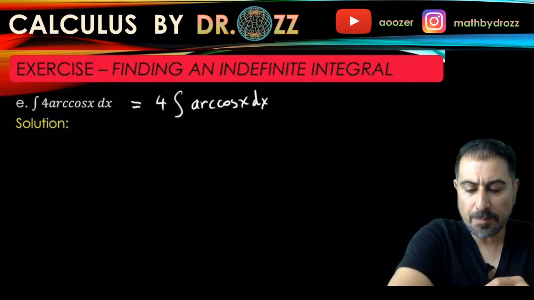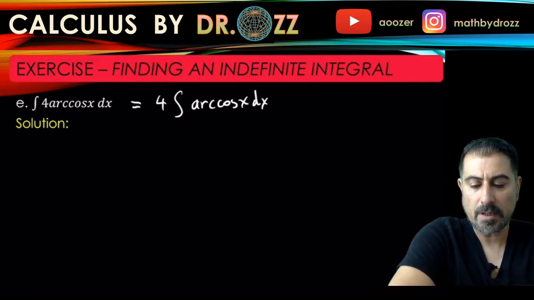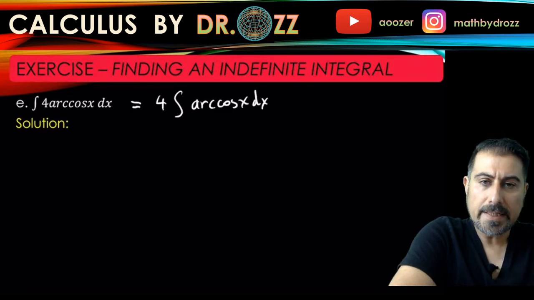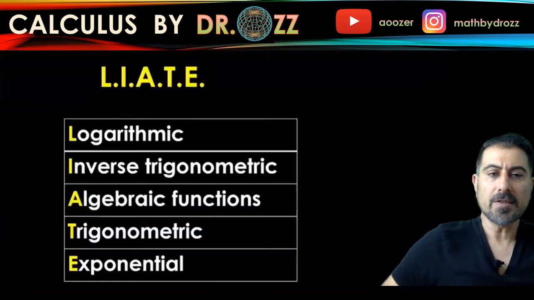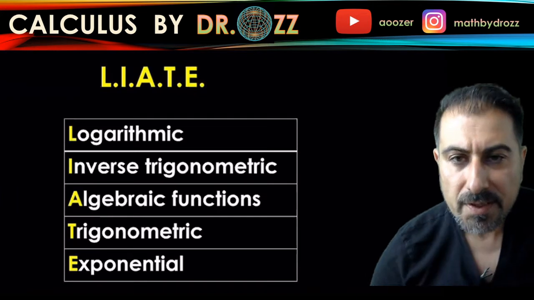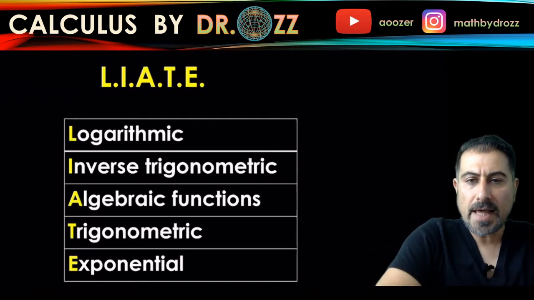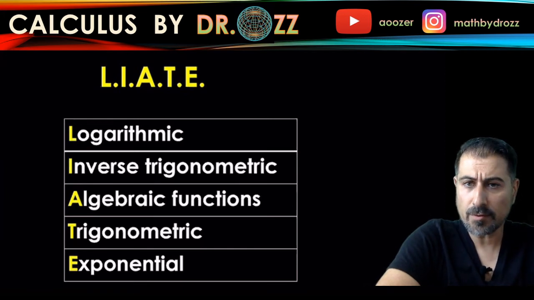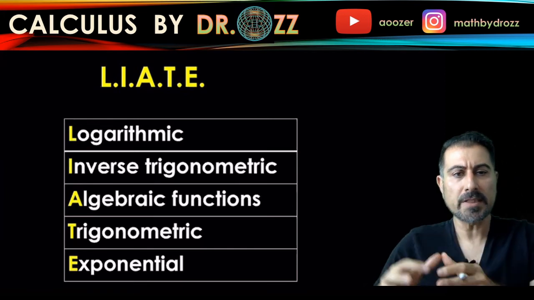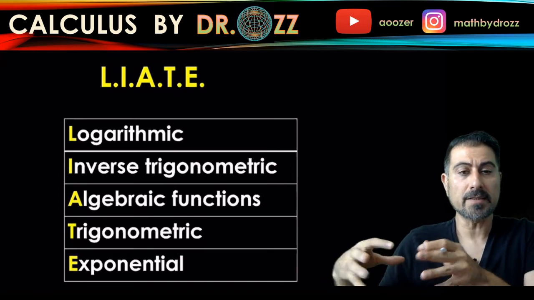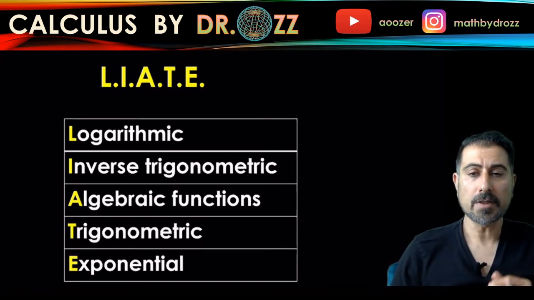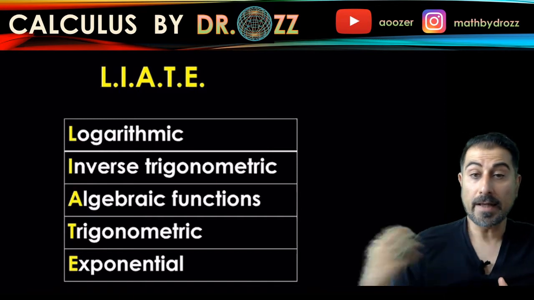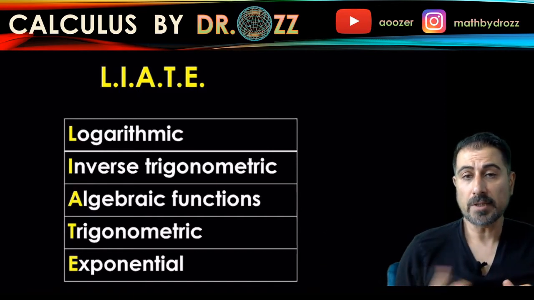But we can use the power of integration by parts. Let's go back to LIATE and check if we can do something with it. As you see, we have an inverse trig function in the integrand, and there's nothing else. So you may think, where's the second function? Because we always need a second expression coming along with another expression over there. So we have only arc cosine x.